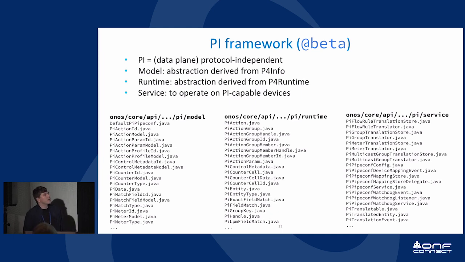We have three different types of PI classes: model classes, runtime classes, and service classes. Model classes are used to represent the pipeline model, and these are derived from the P4Info abstraction. It's basically a Java representation of the P4Info. Runtime classes are derived from P4 runtime, so we use them, for example, to define a table entry in a similar way to P4 runtime. And then we have service classes that are used to operate on P4 capable devices.